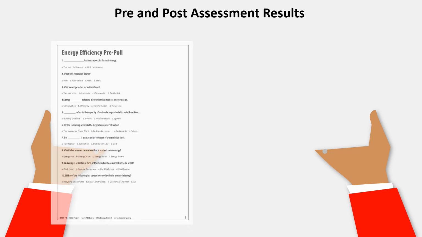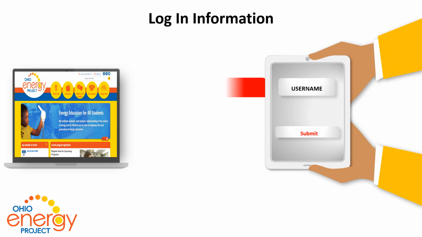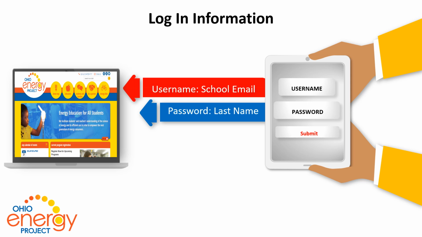Teacher note. This year, we are asking teachers to have students complete the pre- and post-poll in their student guidebooks. On your teacher evaluation, there will be a space provided for you to record those results. This will help Ohio Energy Project collect data on the effectiveness of the efficiency program and students' knowledge gained post the energy unit. All of your login information will be the same as last year. Your username is your school email, your password is your last name.